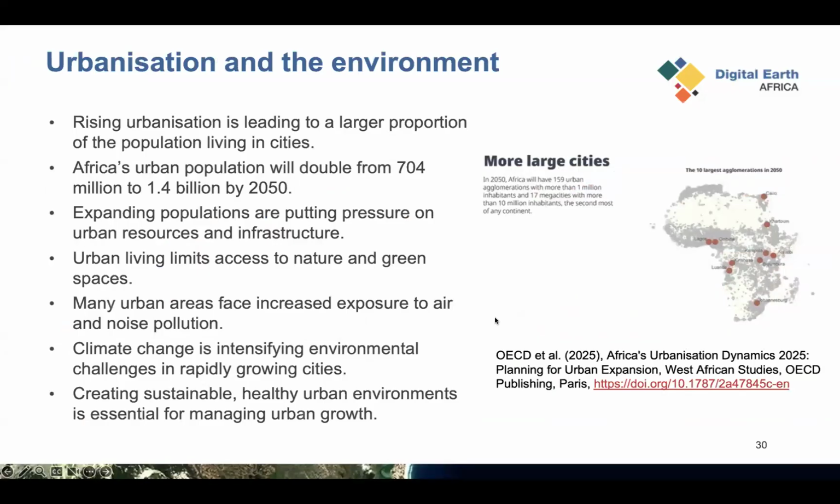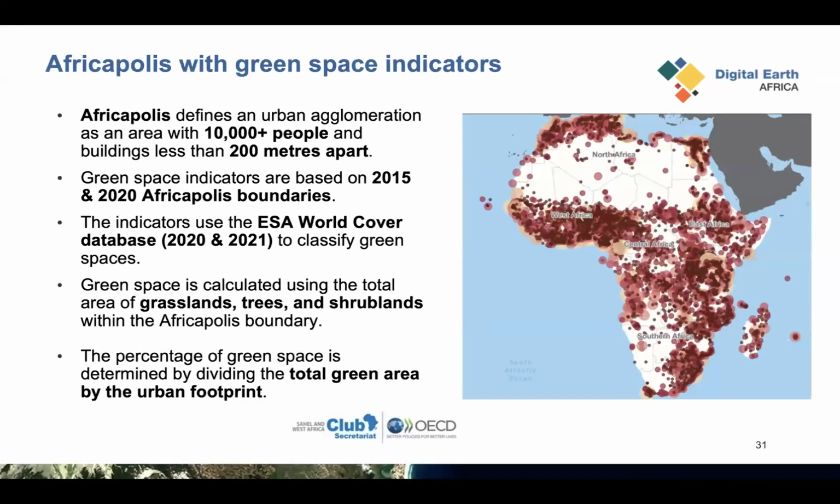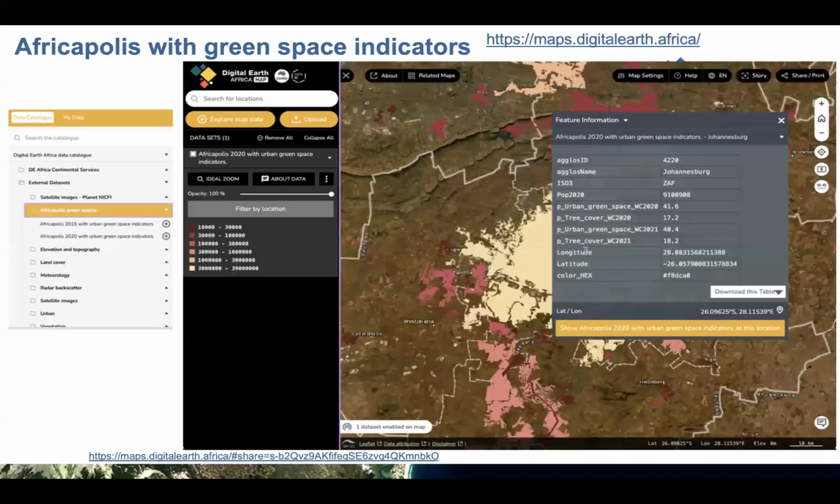Digital Africa, in partnership with the Sahel Club, were collaborating on a similar example where we brought in the data sets from Africapolis, which they have done a lot of crowdsourcing for the whole continent. And looking at this, we just have some examples to look at how we can go into the Digital Africa platform and look at urban green space and also the tree cover.